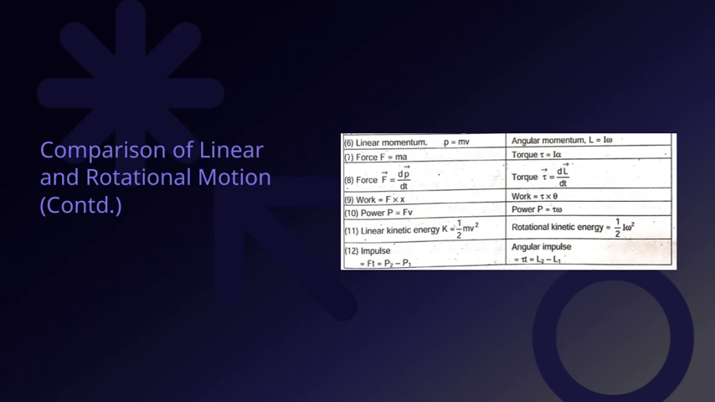Another key point to consider is the way forces work in each type of motion. In linear motion, forces cause objects to accelerate along a straight line, following Newton's second law. In rotational motion, forces produce torque, which causes angular acceleration. This torque depends on the force applied and the distance from the axis of rotation. Connecting this to our overall theme, understanding these differences helps us analyze complex systems more effectively, whether it's a car moving forward or a wheel spinning. Recognizing the similarities and distinctions allows us to apply the right principles in the right context.